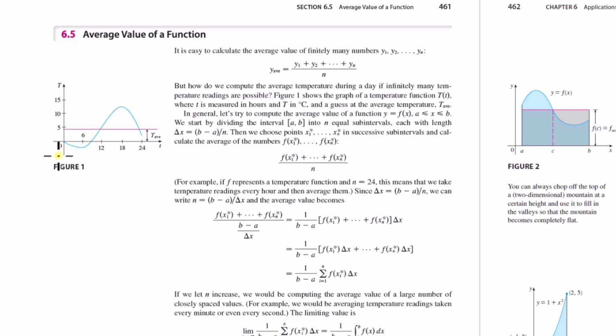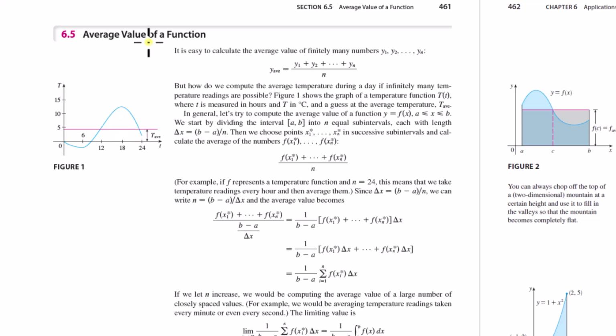Yeah, so they're saying during the course of a day here that there's a temperature function that gives the temperature as a function of time, where t is in hours. And what if you want to know what was the average temperature during this day? Well, you can't just add up the temperatures and divide by the number of data points, because it's a continuous function. There's infinitely many temperatures.